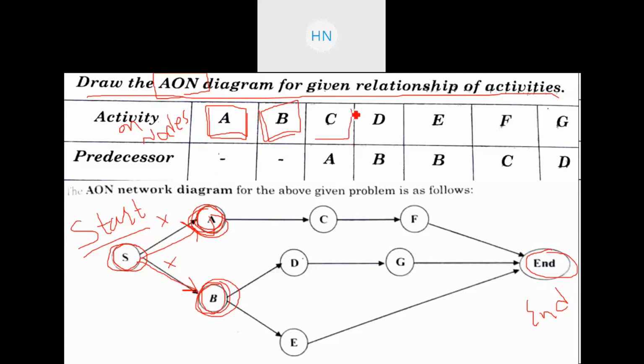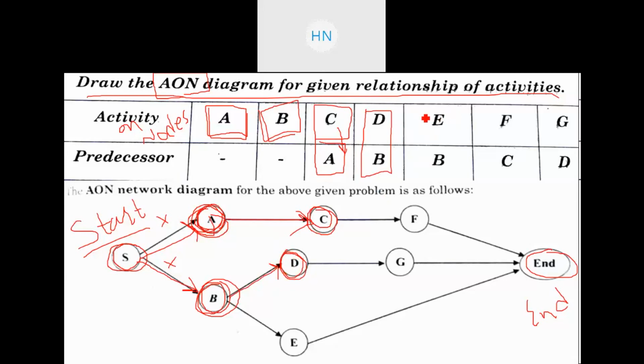Now look further. Activity C has A as predecessor activity, right? So C can only happen after activity A. After activity A, we will be adding one more activity, that is C, inside the node, and we'll be adding one more arrow. Likewise, go further. Activity D has predecessor activity B, so D can only happen after B. So after B we are adding one more arrow, and this activity we are adding in the node, right?